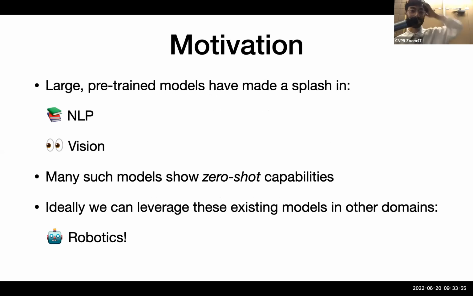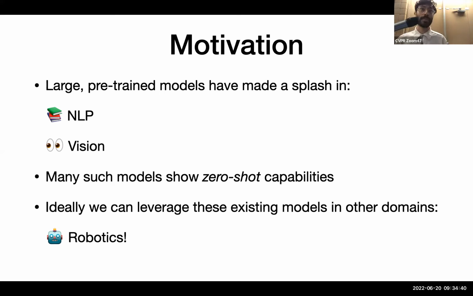So let's start with a bit of motivation. If we look at the backdrop of what's happening in NLP and in vision, there are these large pre-trained models that are really making a splash, and they're doing all sorts of cool things. Most notably, they're doing them zero shot in a lot of cases, or at least this is a very new line of study. Here we train on a specific pre-training task, but at test time, we test on unseen tasks.